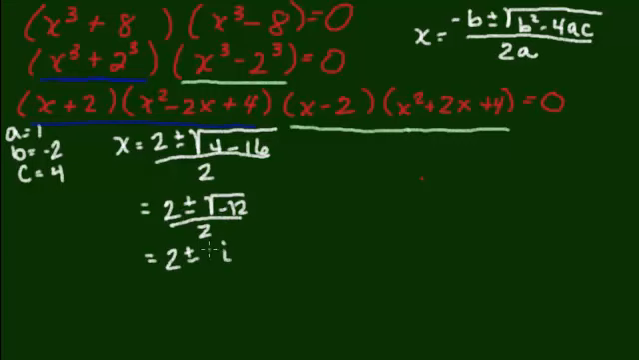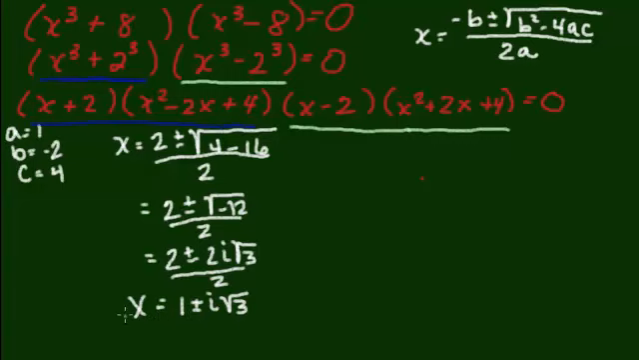There's a 4 inside of here, pulling it out is a 2. What's left is a 3 all over 2. So I'll get 1 plus or minus i under the square root of 3. There's two of my answers. x equals 1 plus i under the square root of 3, and x equals 1 minus i under the square root of 3.